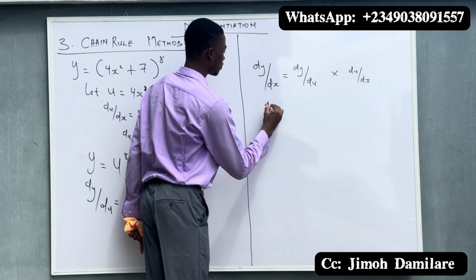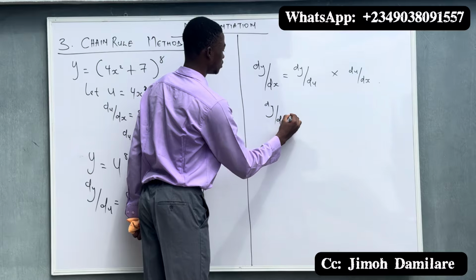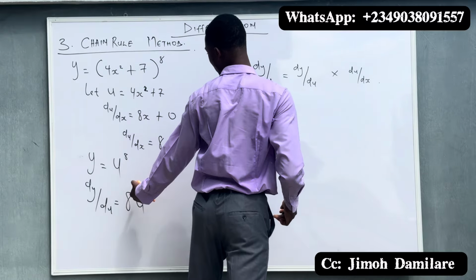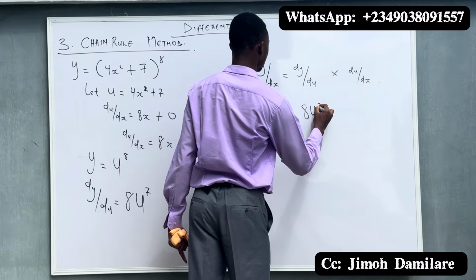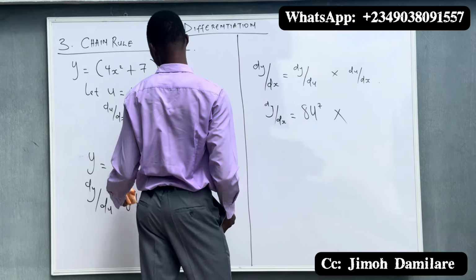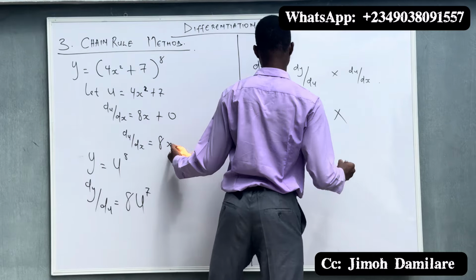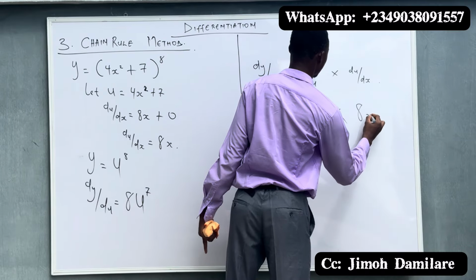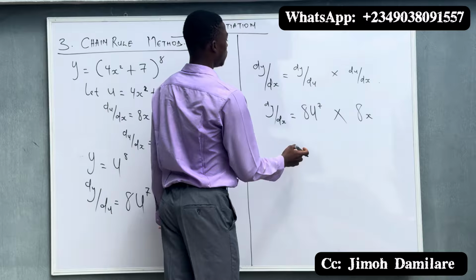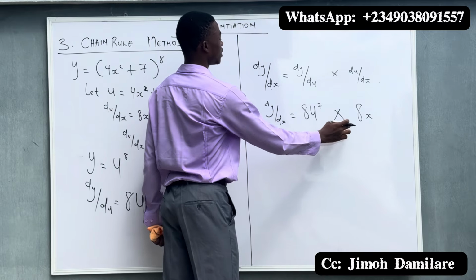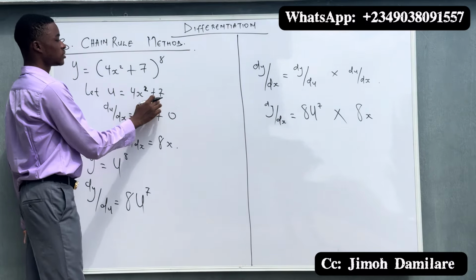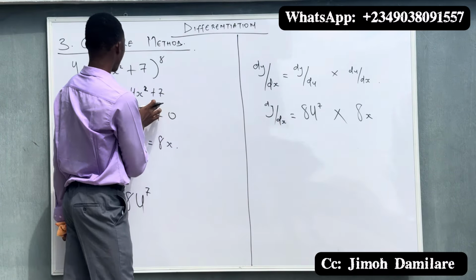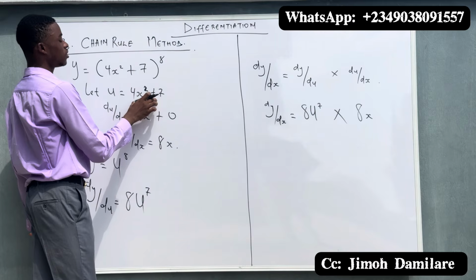So we have dy over dx to be equal to, so what is our dy over du? Our dy over du is 8u raised to power 7 multiplied by, what is our du over dx? Our du over dx in this case is equal to 8x. So we can see we have 8u raised to power 7 and 8x. But we know that u is equal to 4x squared plus 7. So we can rewrite these terms as expressed in terms of 4x squared plus 7.